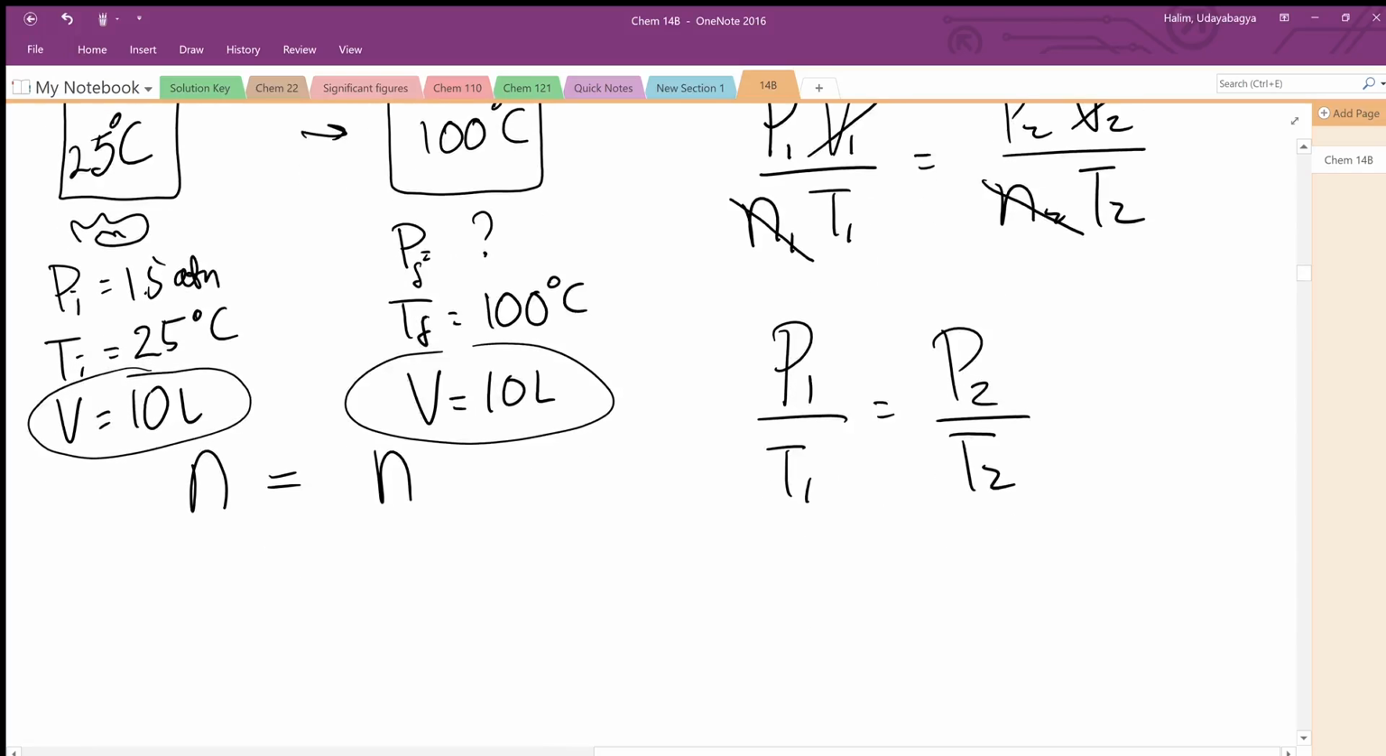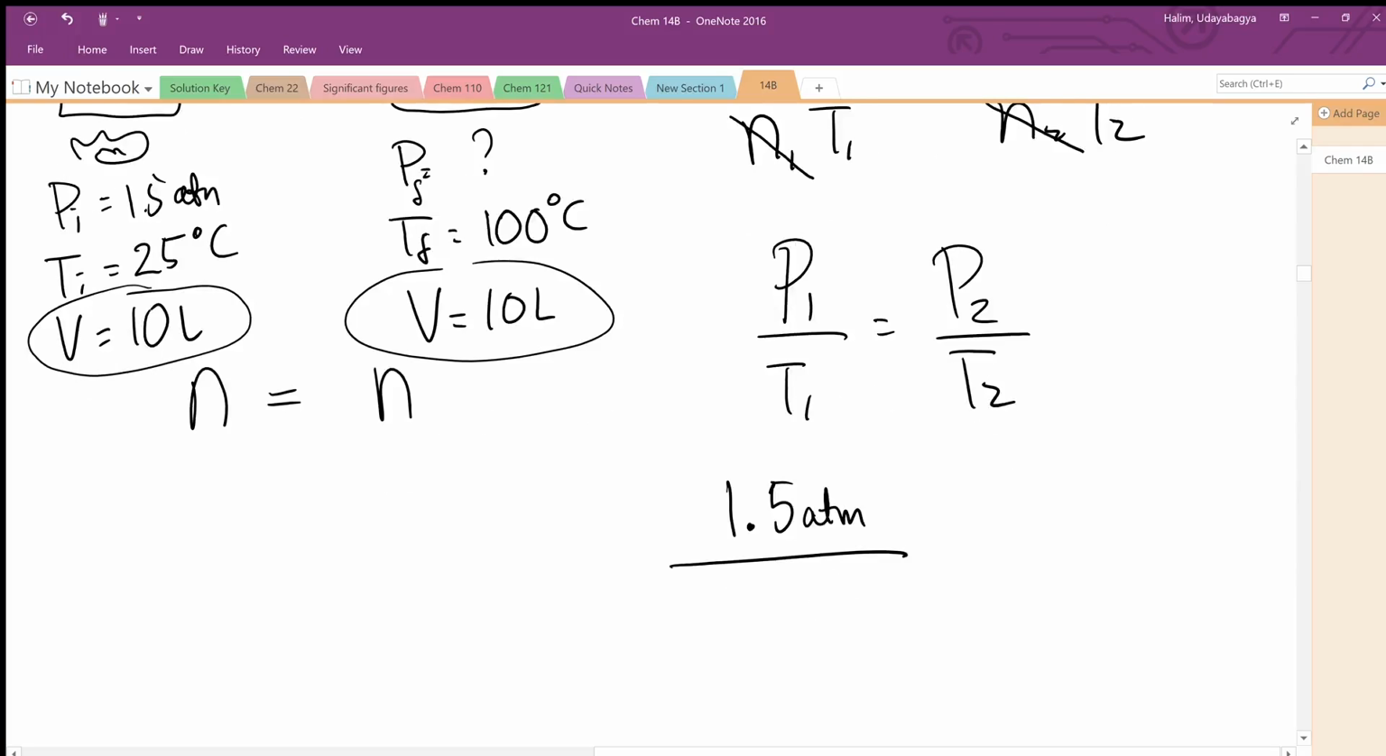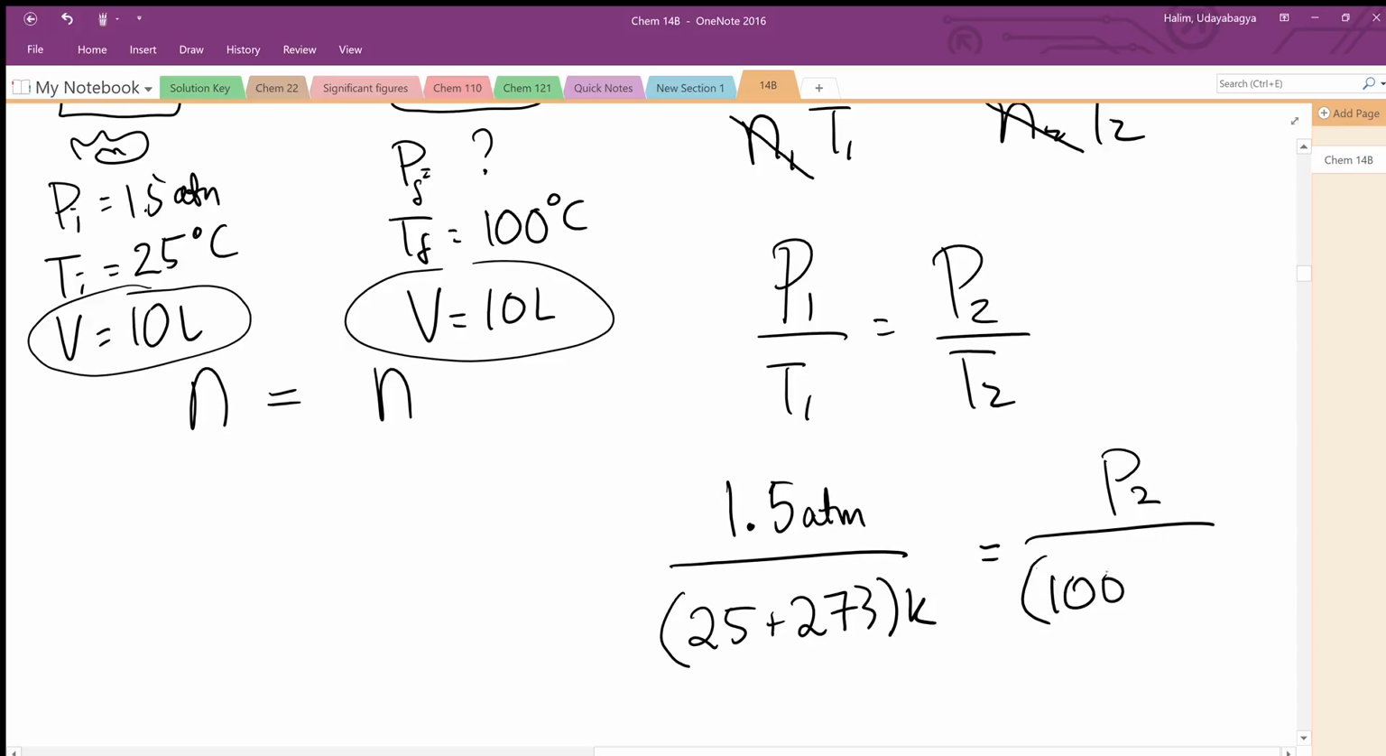We simply now have to put in the information that we want. We want to find out P2. So let me just put in the information. I know the initial pressure is 1.5 atm. The initial temperature is 25 degrees Celsius, but remember, whenever we're talking about ideal gas law, we always want to change it to Kelvin scale. And this is P2 divided by the final temperature, which is 100 degrees Celsius. Again, turn it into Kelvin, plus 273. And that's what we have.